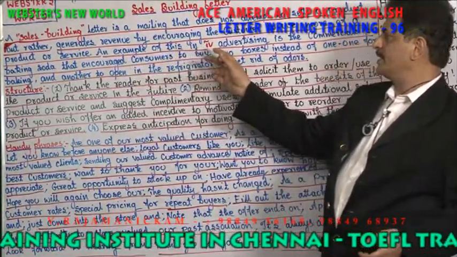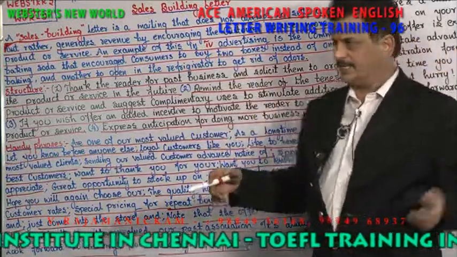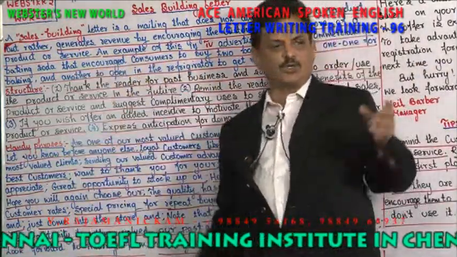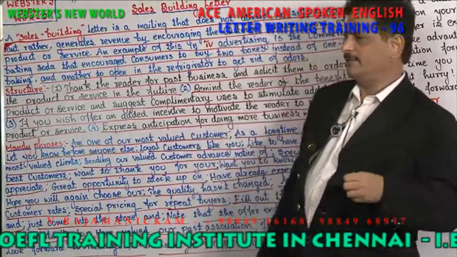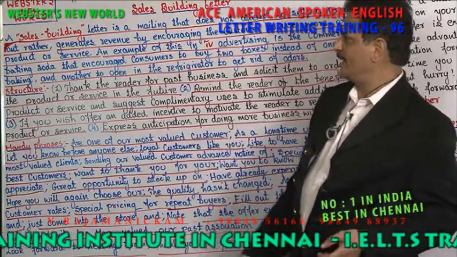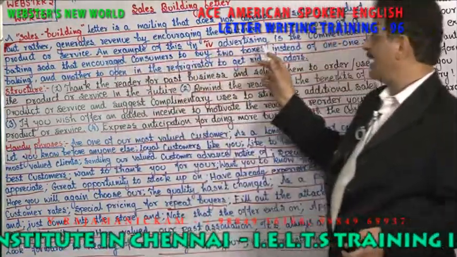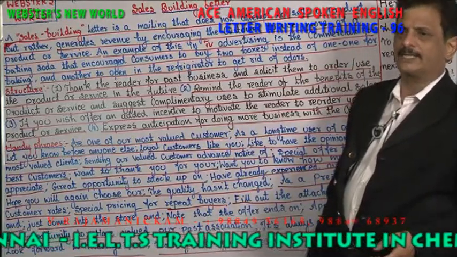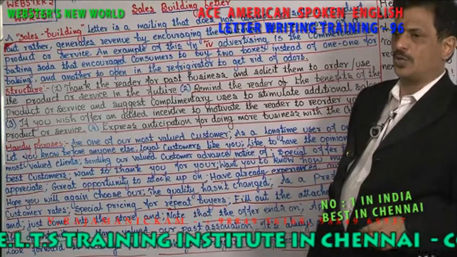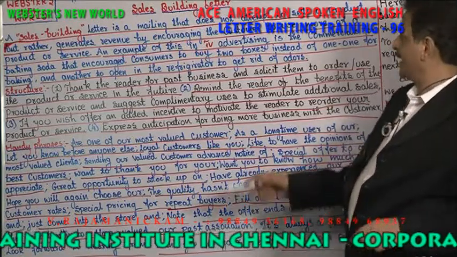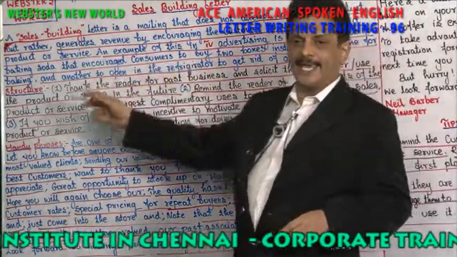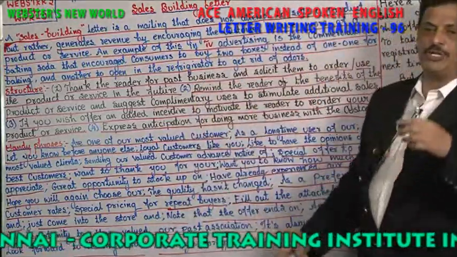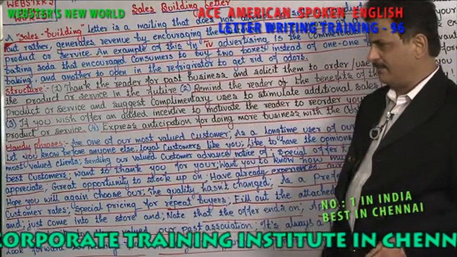An example of this is TV advertising. In TV advertising, you can find the commercials for baking soda. Baking soda is a product, right? For selling the baking soda, what do they say? They encourage customers to buy two boxes instead of one. They are recommending the customers to buy two baking sodas rather than one: one for baking and another to open in the refrigerator to get rid of odors. Odors means what? Smell, right?